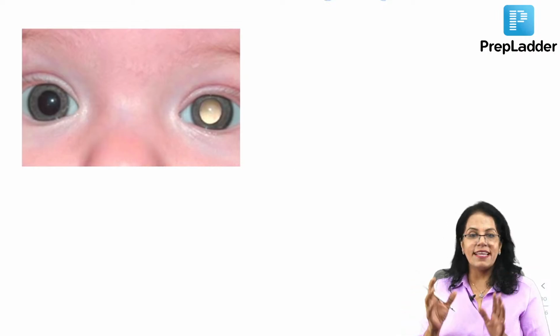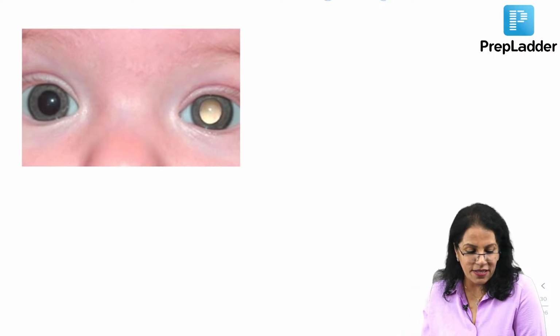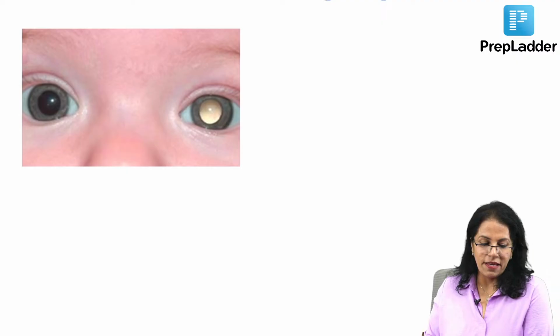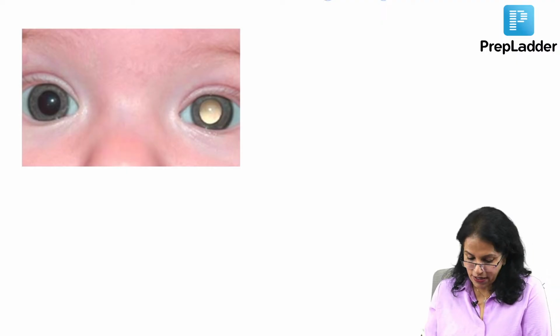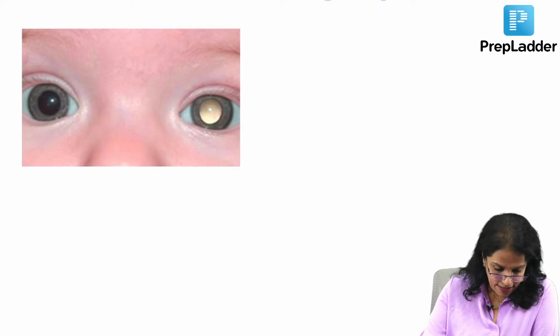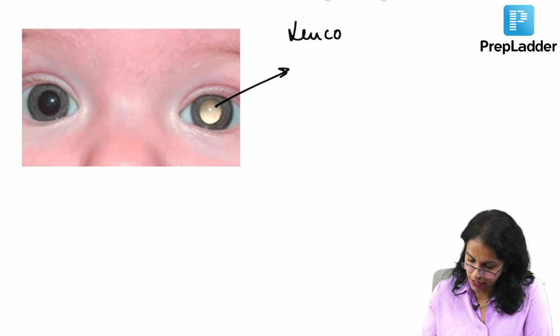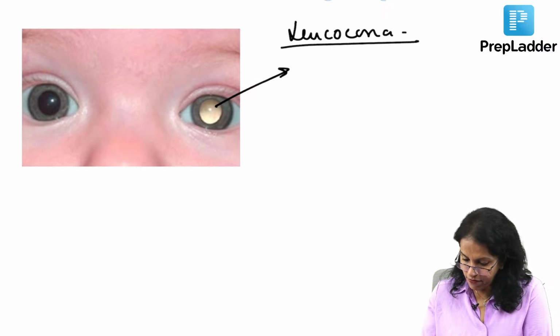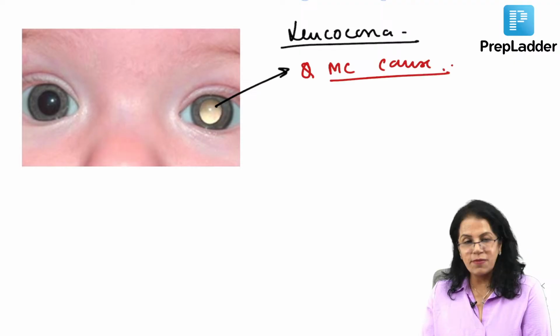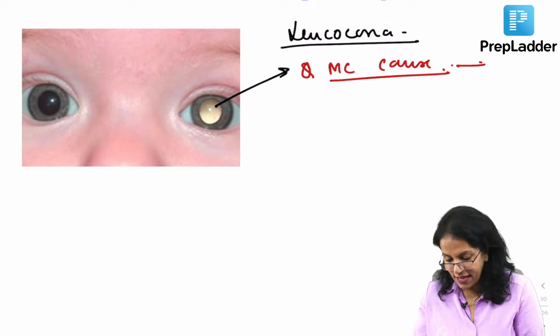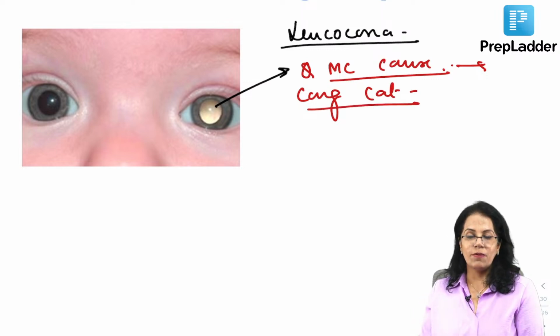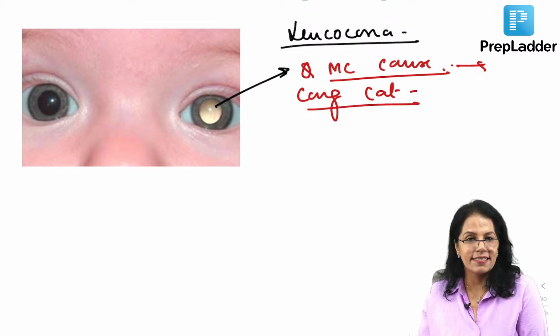So, that was about this image. We come to the next image, very, very important again, asked in your exam. What is this? Tell me. Yes, very good. So, we are talking about leukocoria, right? And one question here, what is the most common cause of leukocoria? Congenital cataract. Please don't forget, it is not glaucoma. Common mistake, it is congenital cataract.